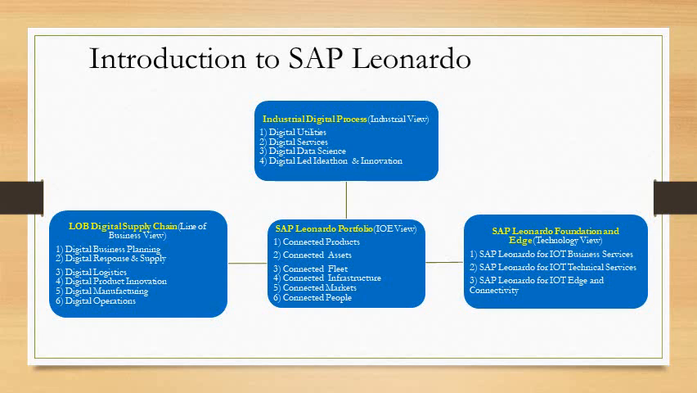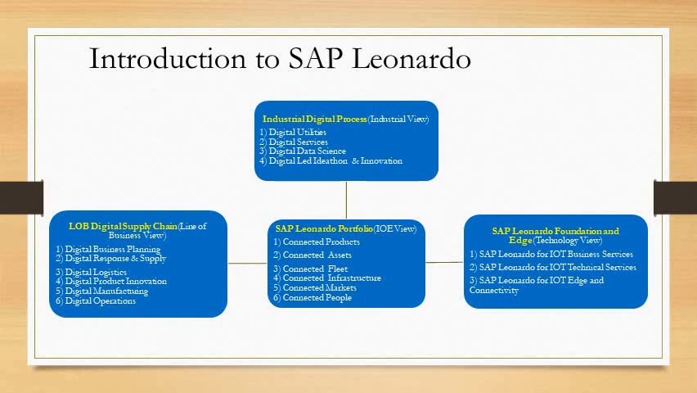but it's not fully published. The next is the line of business view, digital supply chain, which comprises the functionality of digital business planning, digital response and supply, digital logistics, digital product innovation, digital manufacturing, and digital operations. And then the technological view, which is also called SAP Leonardo Foundation and Edge, which resides at the gateway services, and it provides SAP Leonardo for IoT business services, SAP Leonardo for IoT technical services, and SAP Leonardo for IoT edge and connectivity.